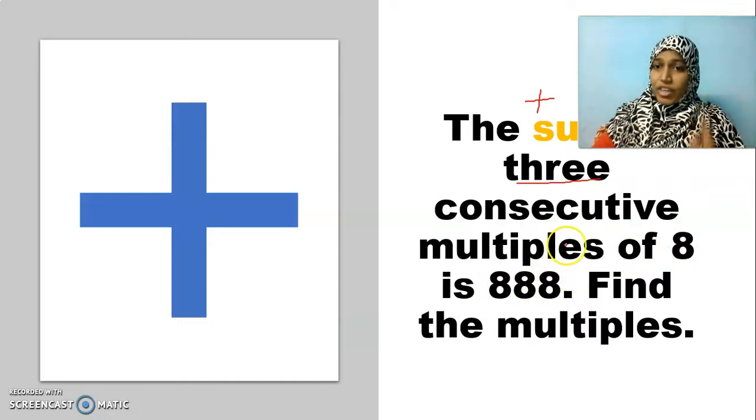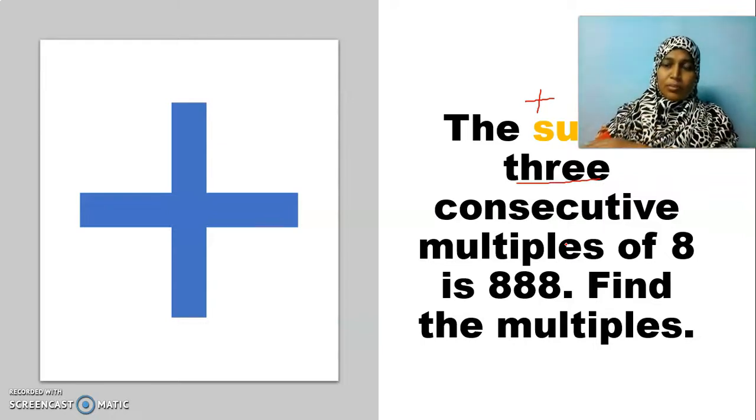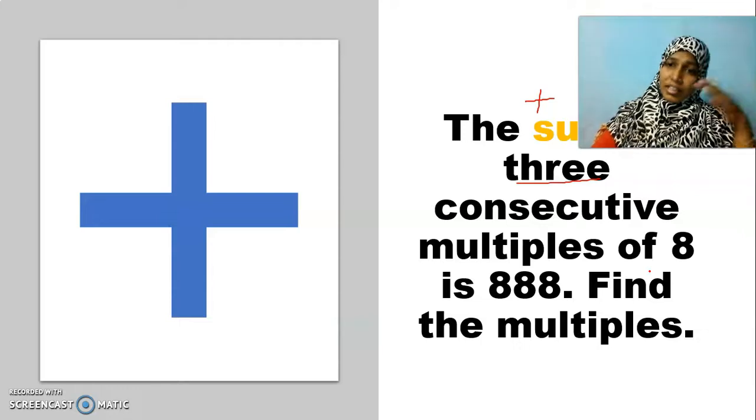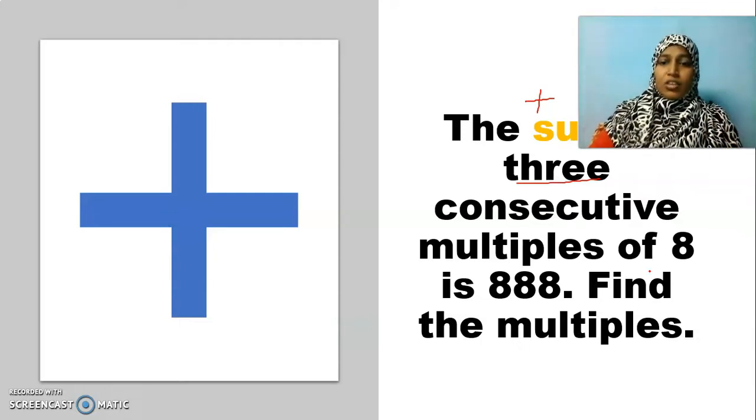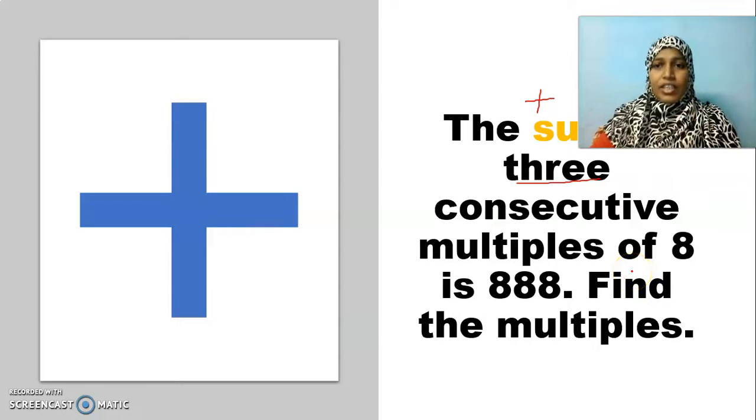No, we don't know the first multiple of 8. Then you have to find the second multiple, and from that I have to find the next and next multiples. They are saying 3 consecutive multiples of 8. We don't know whether it starts from 24 or 80 or 88. We don't know where it starts. So, we consider the first multiple of 8 as x. Is it clear?